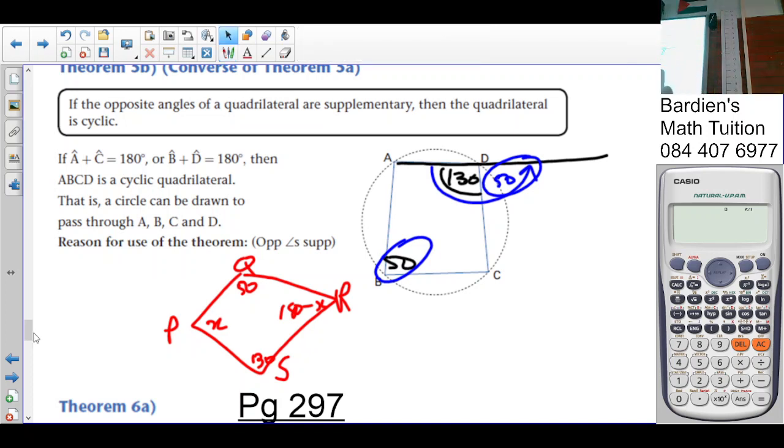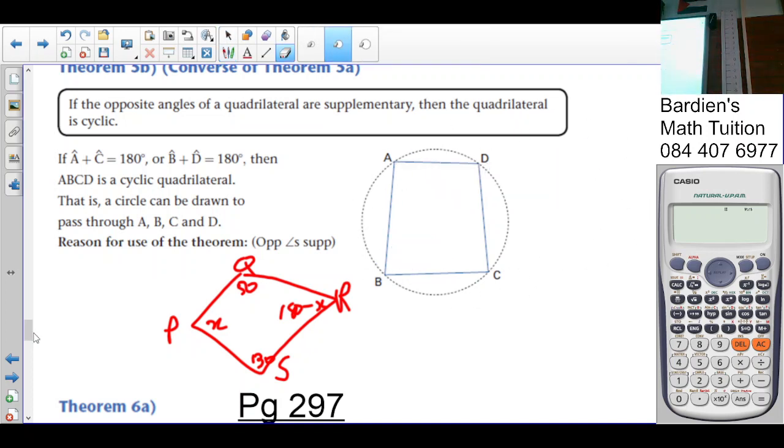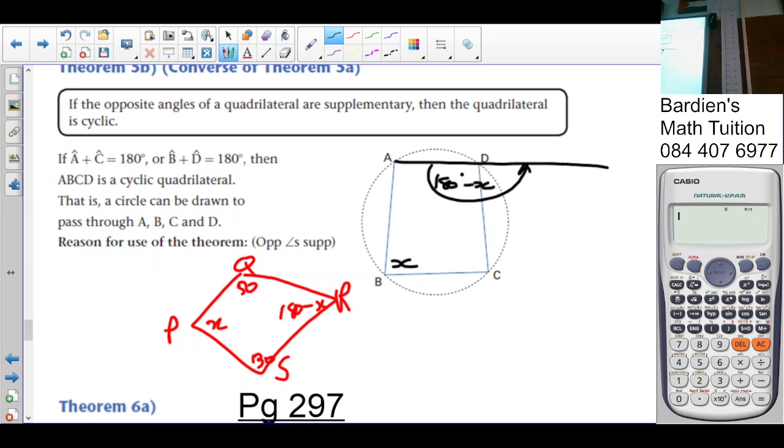Otherwise, if we look at it in terms of x, in case you are confused. If that was x, then what's the size of that angle? 180 minus x. But this is angles on a straight line. So what's the size of that angle? x. Can you see that that angle there is equal to that angle there? Exterior angle of cyclic quad equals the interior opposite. Make sense? Yes, sir. Right. So do your thing there.